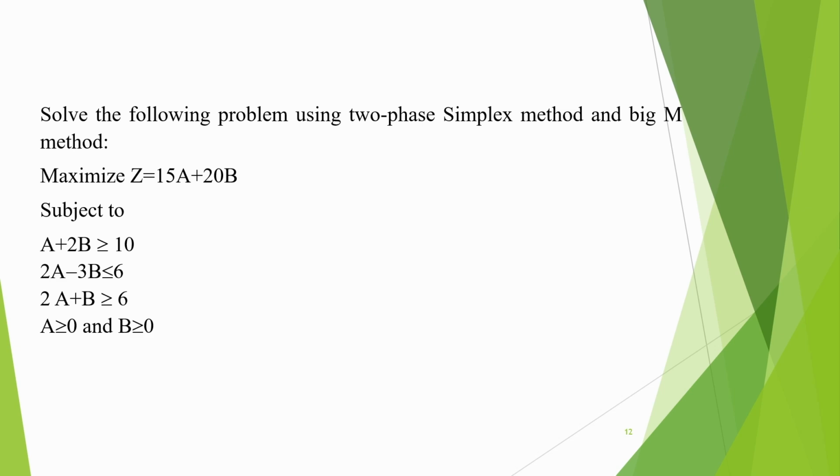Now, let us take another problem. Suppose we have to solve this problem using the two-phase and big M method: maximize z is equal to 15a plus 20b subject to a plus 2b greater than or equal to 10, 2a minus 3b less than or equal to 6, 2a plus b greater than or equal to 6. Why does this have to be solved by either big M or two-phase simplex method? Because there are two greater-than-type constraints. That is why it has to be used.